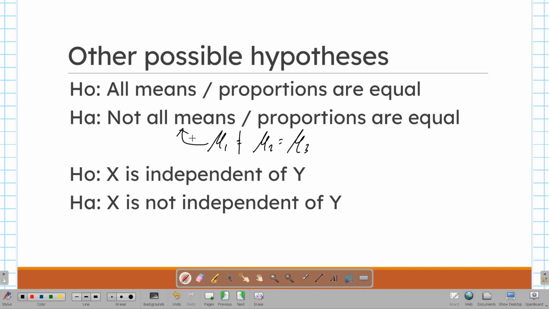Now, we also have this, which we're going to encounter in the future: whether as X increases, Y will not be affected, or as X increases, Y will either increase or decrease. Now, one important skill in hypothesis testing is writing what is H0 and HA given certain situations. Let's have examples of those.